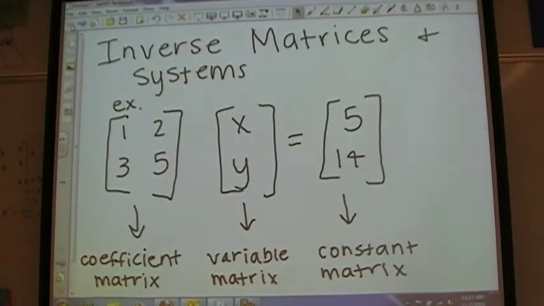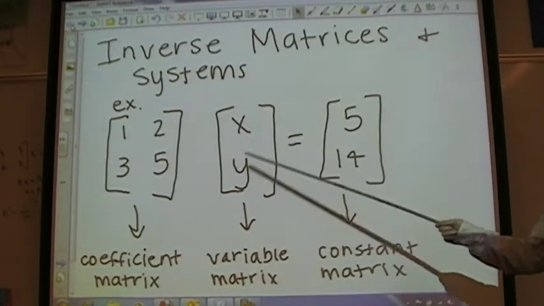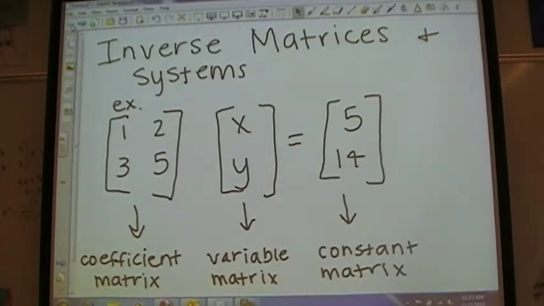That's it? That's it in the first example. The variable matrix, that's the easiest, the one with the variables. Is that going to be on the test? Yes. You'll have to label them. Well, you're going to have to do more than just label them. You'll have to solve them and label them. And we'll get to solving them in a second.